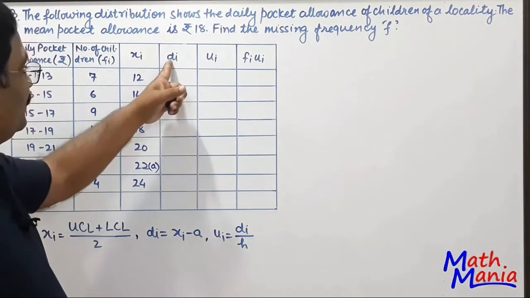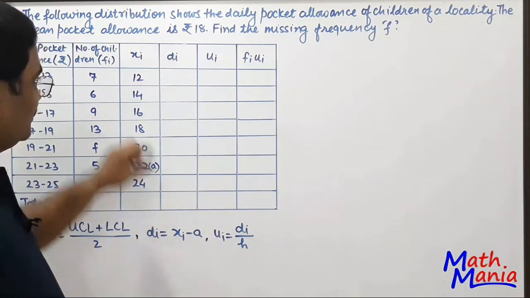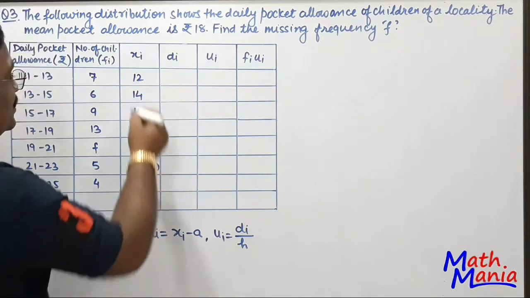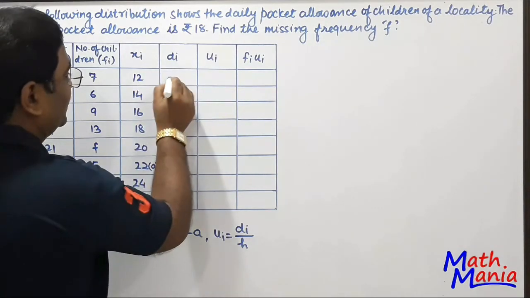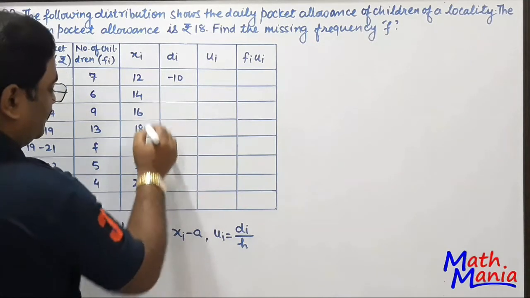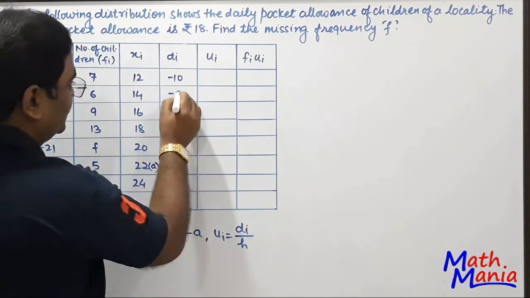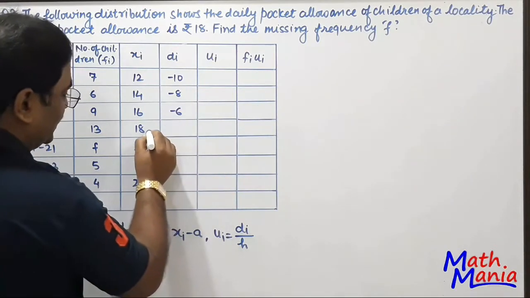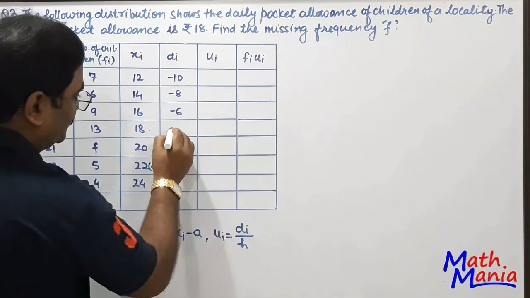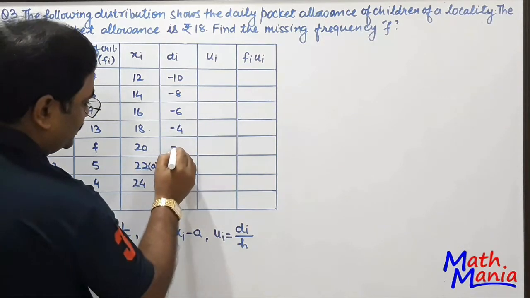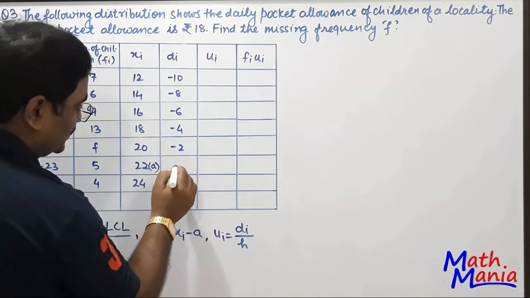Now find the value of di. di is equal to xi minus a, meaning from the xi column we have to subtract 22. So 12 minus 22 is minus 10. 14 minus 22 is minus 8. 16 minus 22 is minus 6. 18 minus 22 is minus 4. 20 minus 22 is minus 2. And it is 0.